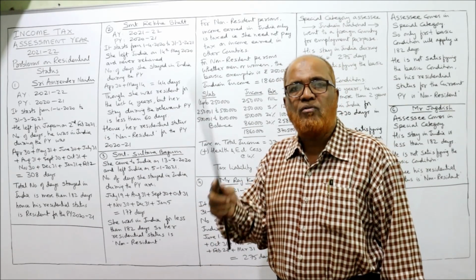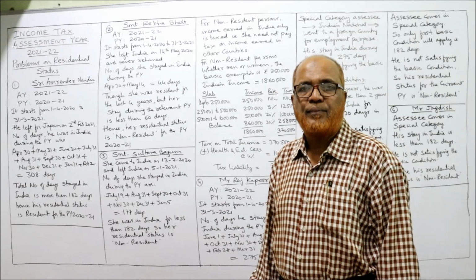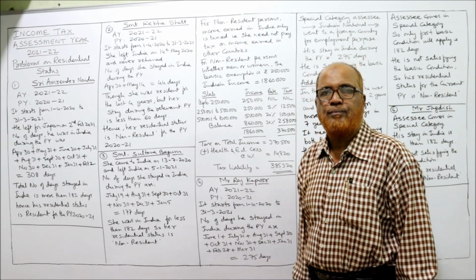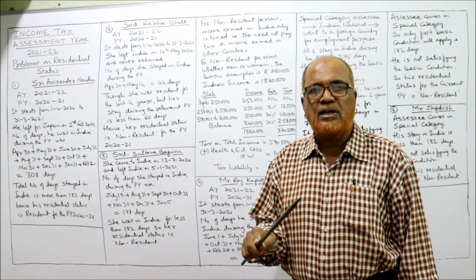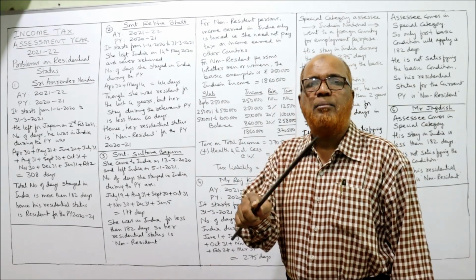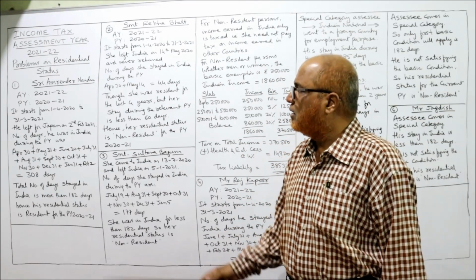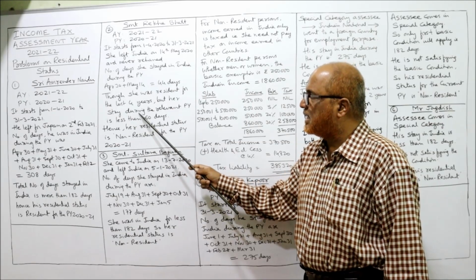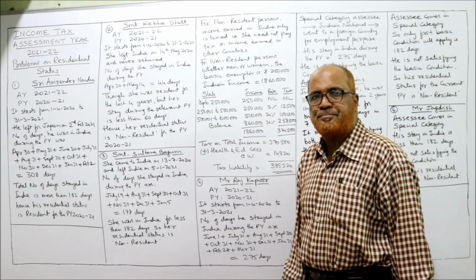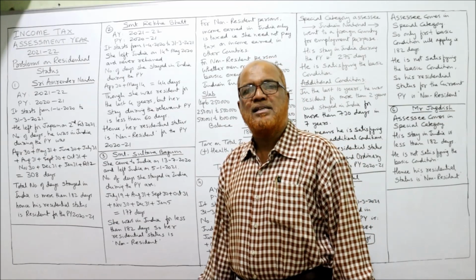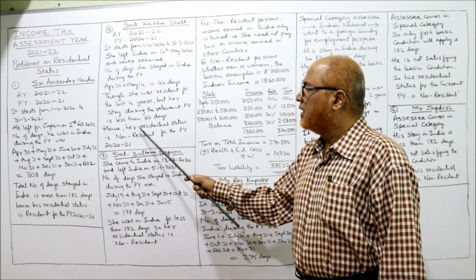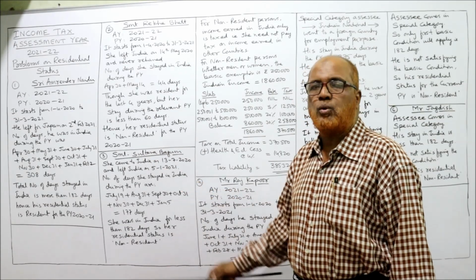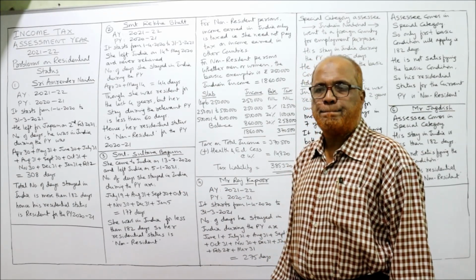After 14th, she was in Australia, not in India. So how many days she stayed during the current previous year? Only 44 days she was in India. Remaining period she was in Australia. Though she was resident for the last 4 years, her stay during the current previous year is less than 60 days. So her residential status is non-resident for the current previous year 2021.